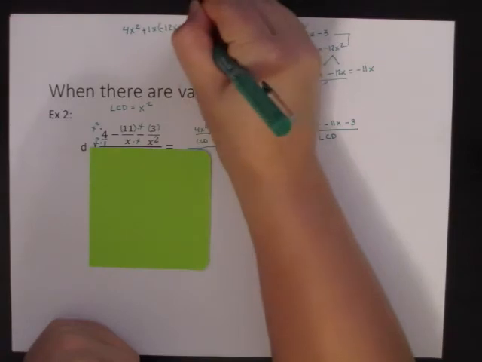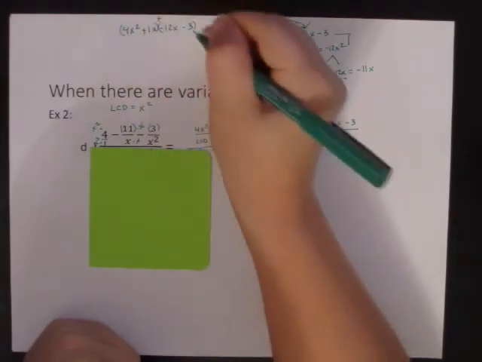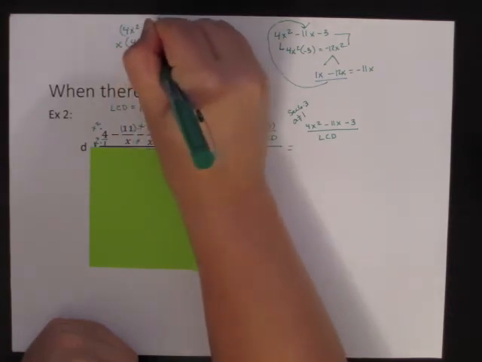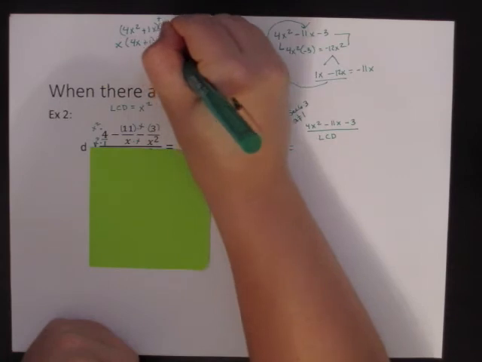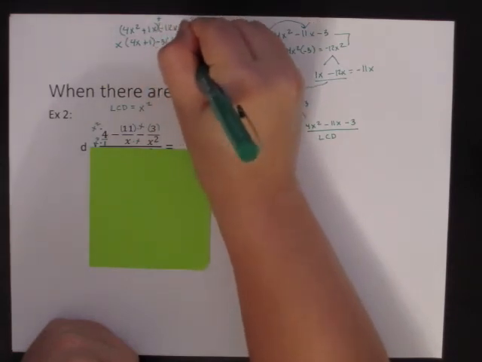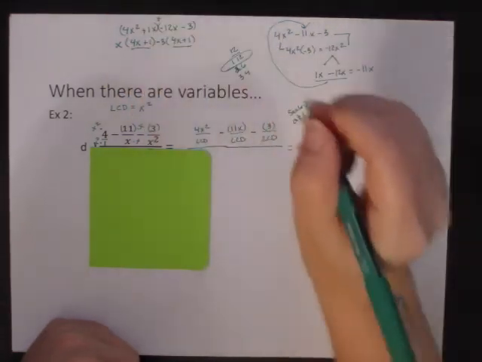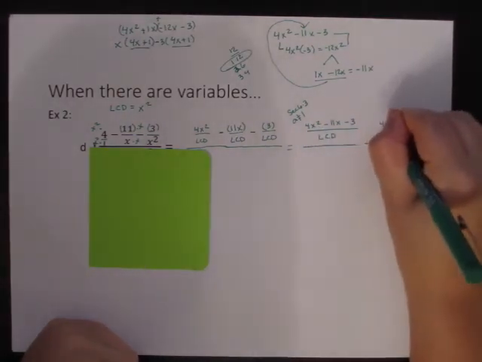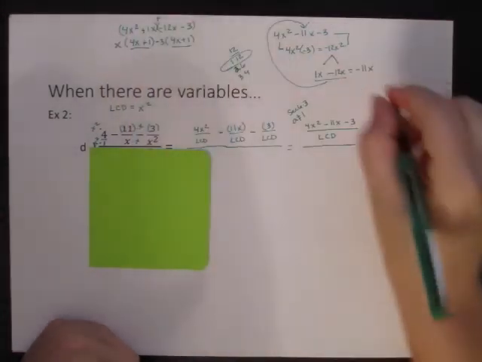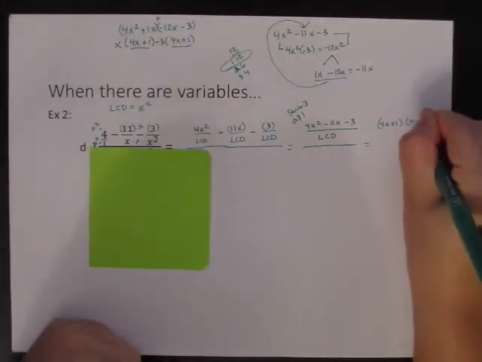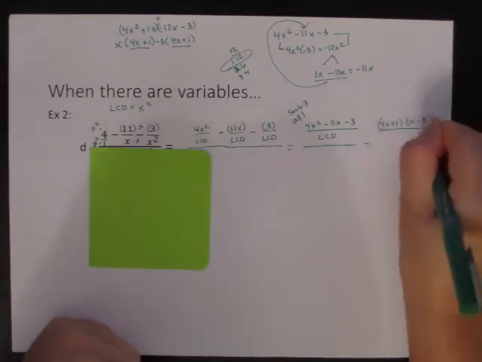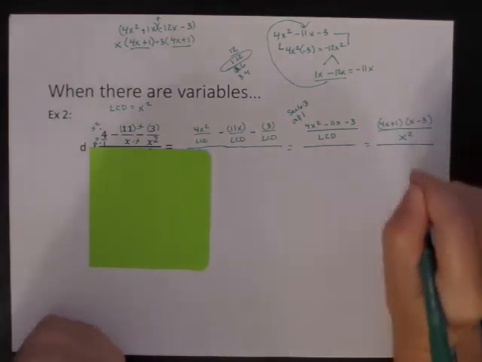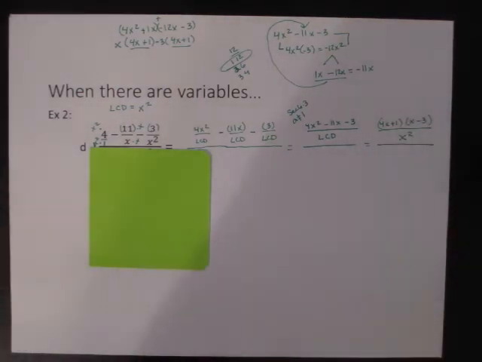Then I factor by grouping. I can pull out an x, and I'm left with 4x plus 1. I can pull out a negative 3, and I'm left with 4x plus 1. Those are the exact same. So I've got 4x plus 1. Then I put my leftovers together, x minus 3. And that's as simplified as it possibly can be. So I'm going to go over x squared. So nothing new, just incredibly tedious.